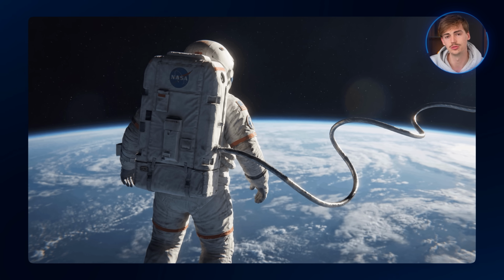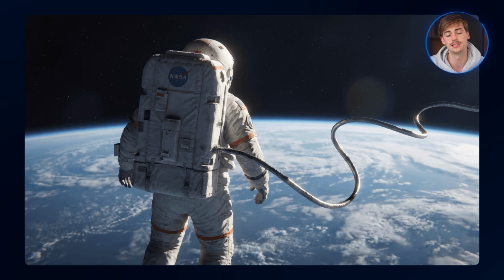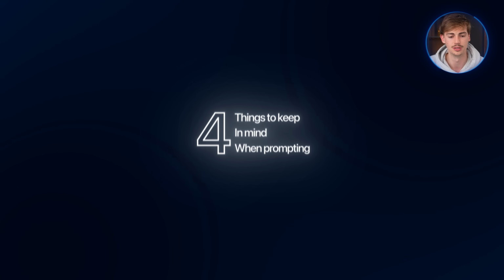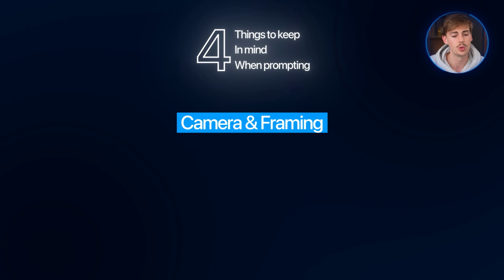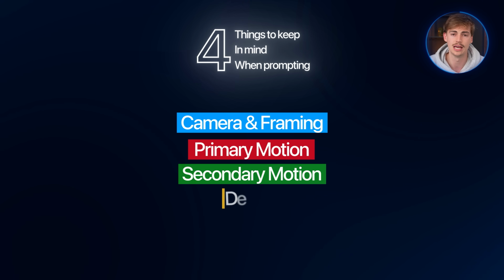So I have this image that we're gonna use as a start frame. And now it all comes down to prompting, because we only are giving it our start frame and then you can just basically describe what you want to have happen. Now there are 4 things to keep in mind when prompting. We have the camera and framing, we have the primary motion, we have the secondary motion, and we have the details. So to explain what each of those are, let me give you an example.